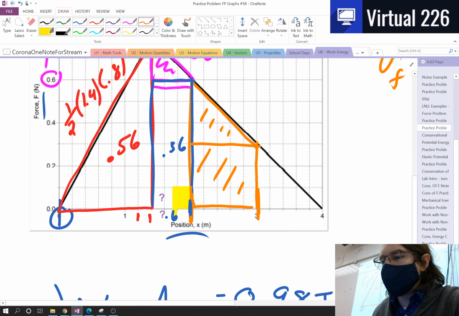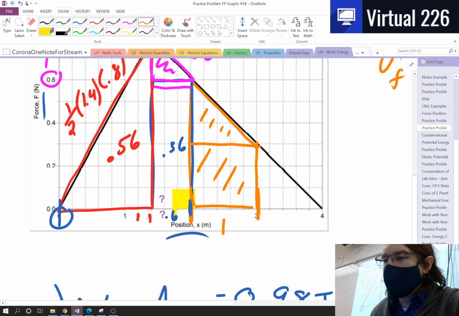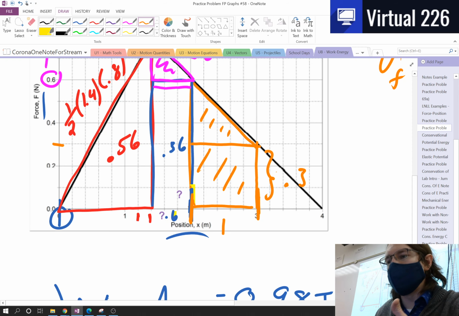So for my rectangle down below, it has a base equal to 1 because I'm going from 2 to 3, so that's a distance of 1 there. And then my vertical height of it is 0.3 up here, so this height here is actually 0.3. 1 times 0.3 is 0.3. So that's my area of just the rectangle.